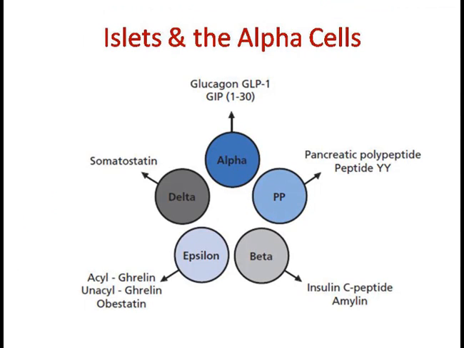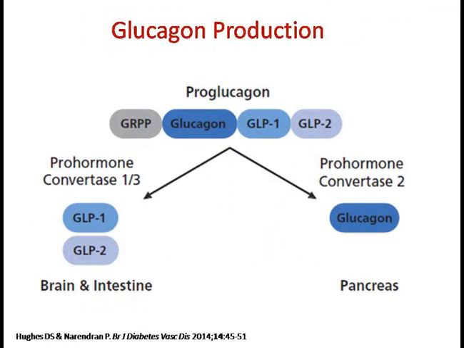The islets and the alpha cells: glucagon is produced by the alpha cells. Alpha cells basically constitute 1% of pancreatic cells and 30% of the islet cells. And they are called alpha cells because of their staining pattern. Indeed, both alpha cells and beta cells come from the same pool genetically, but they differentiate in later life to become alpha and beta cells. And these alpha cells produce prohormone convertase, which converts the proglucagon to glucagon in the pancreas, and GLP-1 and GLP-2 in the brain and in the intestine.